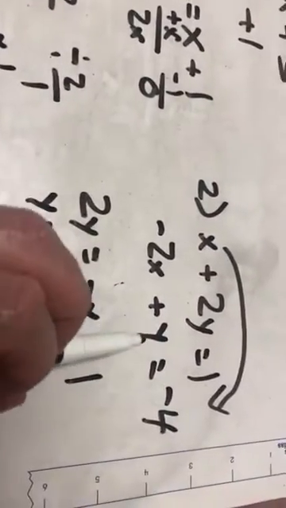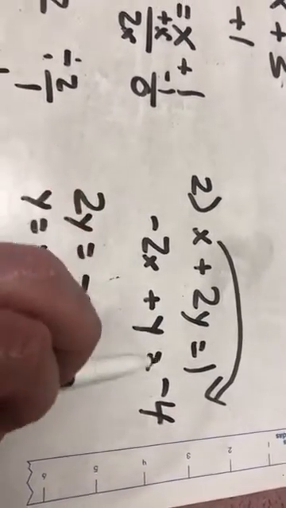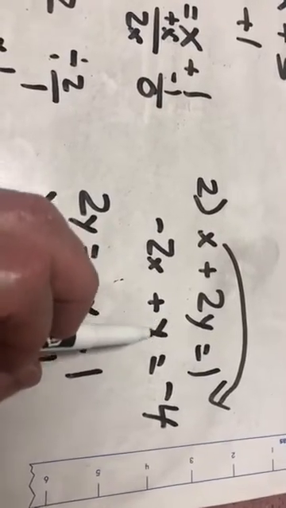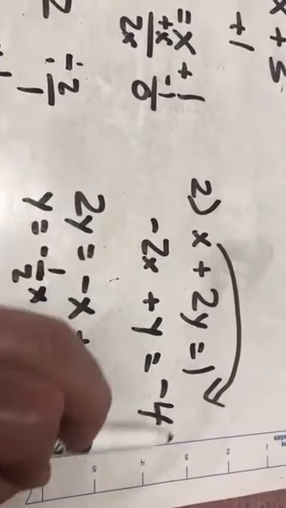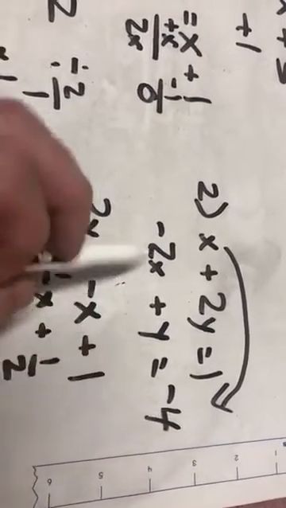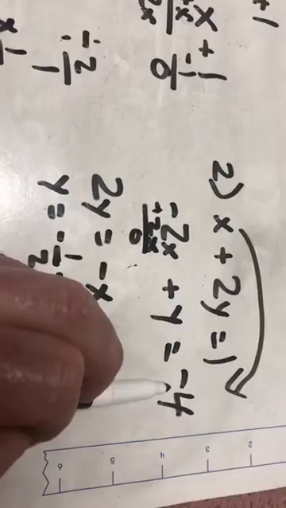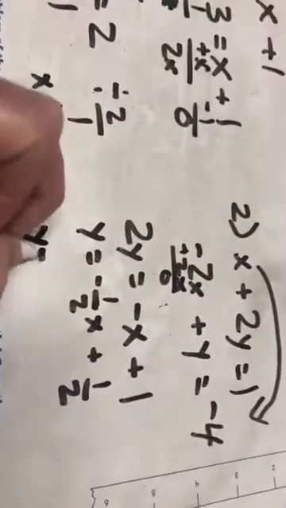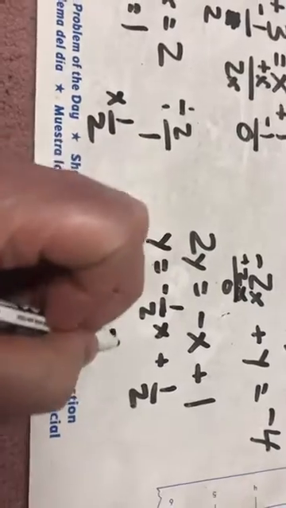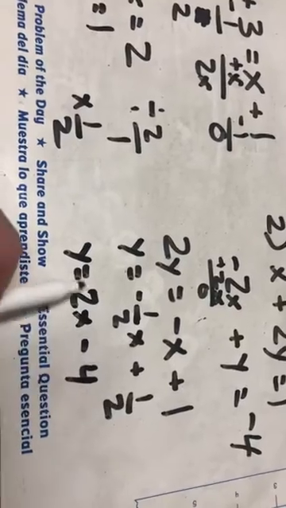Now for this one, negative 2x plus y equals negative 4. If I want to isolate the y, I'm going to bring this negative 2x over to this side. When I bring the negative 2x over to this side, it's going to become positive, because it's like I'm adding 2x to both sides to make it 0. So this one's going to become y equals 2x minus 4. Okay, so y equals negative 1/2 x plus 1/2, and y equals 2x minus 4. Now I have to go back to making them equal. I'm going to get myself a little more room here.